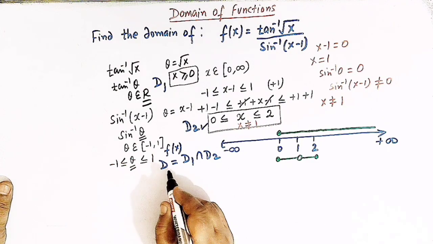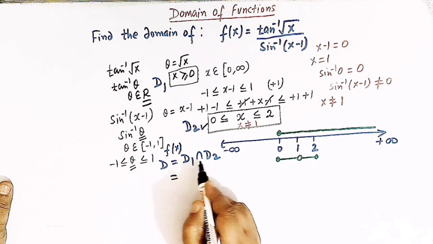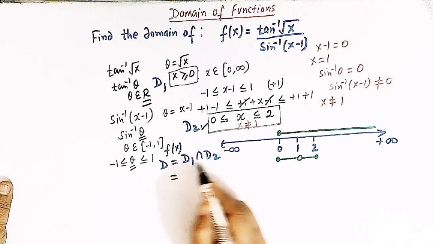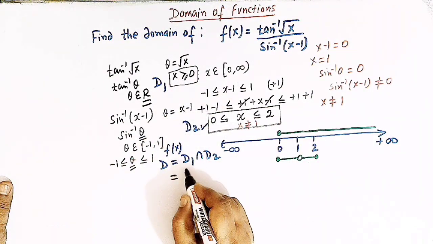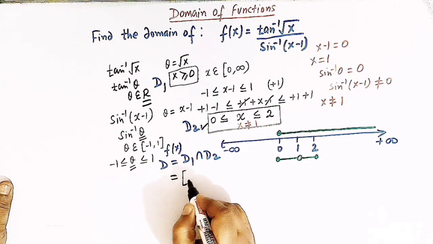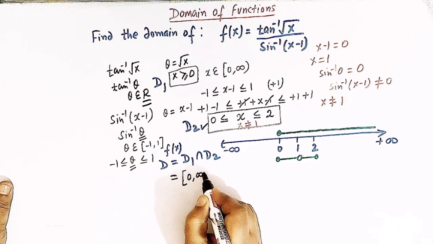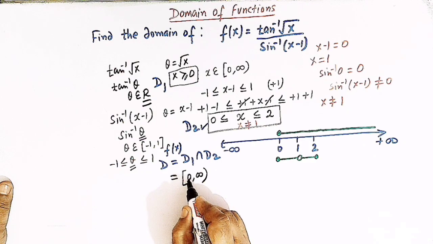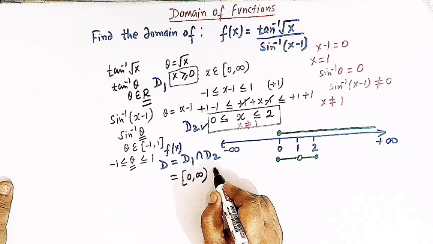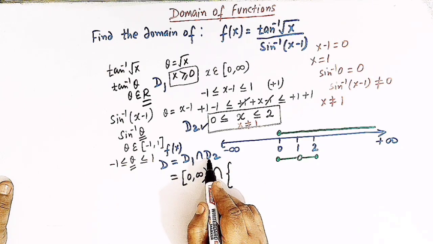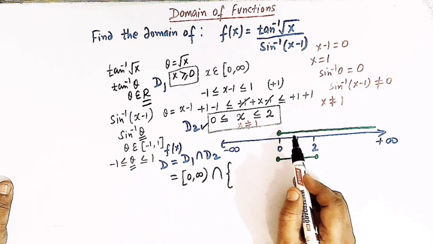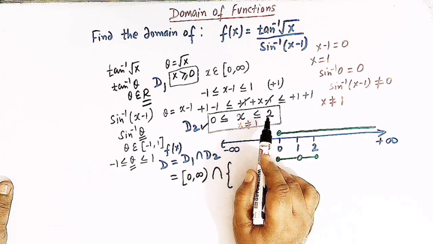So now the domain D is given by D1 intersection D2. D1 is x greater than or equal to 0. It means D1 is given by this interval, that is 0 to infinity. Here 0 is included, right? And then we have the intersection, and then we have D2. D2 is from 0 to 2.